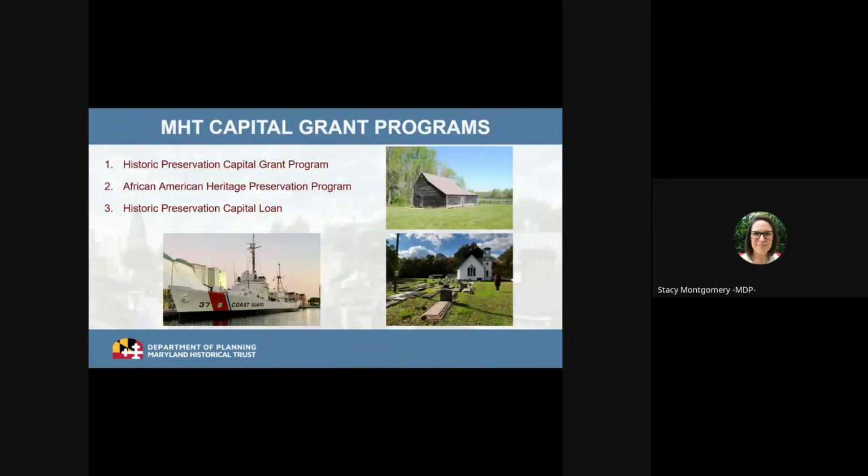Okay, great. MHT has 3 capital programs: the Historic Preservation Capital Grant, the African American Heritage Preservation Program, and Location, Public Impact, and Education. The capital grant generally attracts the most homeowners, so I'm going to give a brief overview of all of them, but we'll generally focus on that program. Next slide, please.